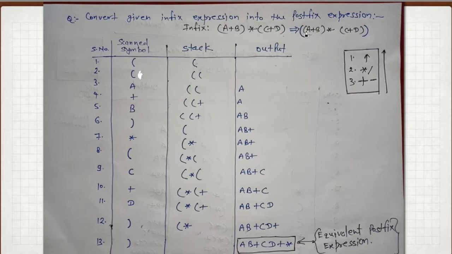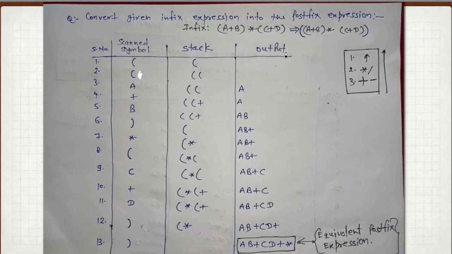Right? If any operator or parenthesis occurs, that will be put into the stack. And if any operand is there, then that will be written directly here in the output. So see here, the first one is the left parenthesis, right? Put into the stack. Again, the second one is the left parenthesis. Put this into the stack. Right? What is the third symbol? That is A. When you are scanning A, A will be stored here only, in the output column.